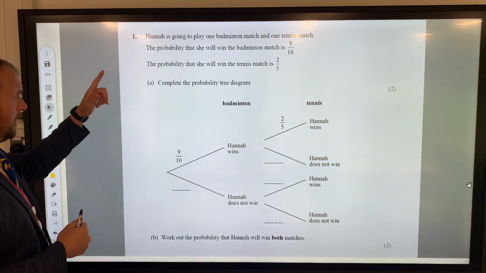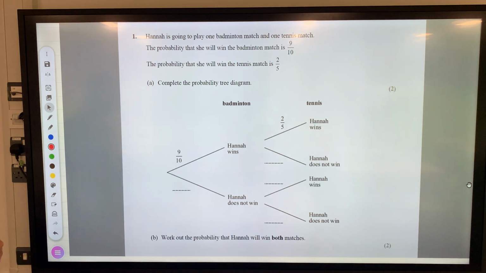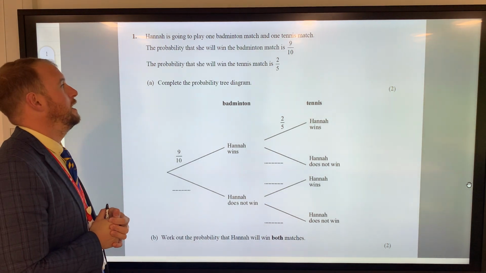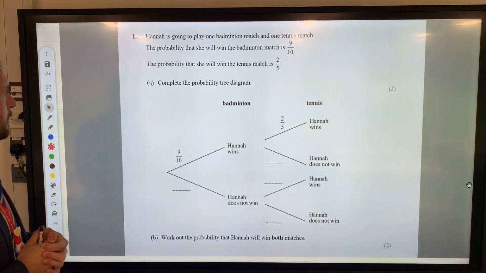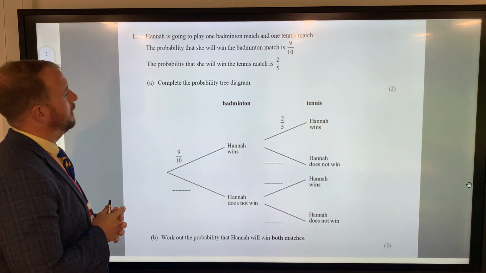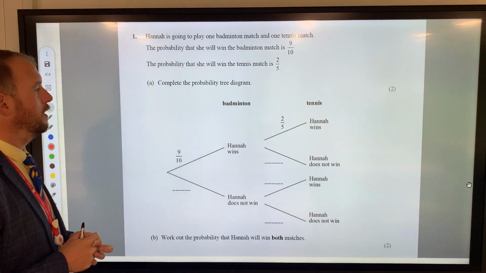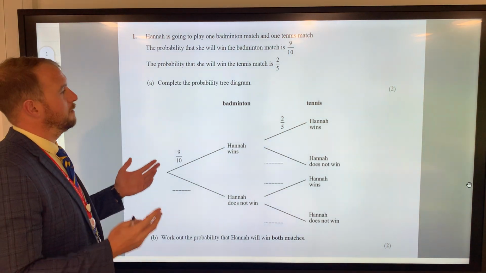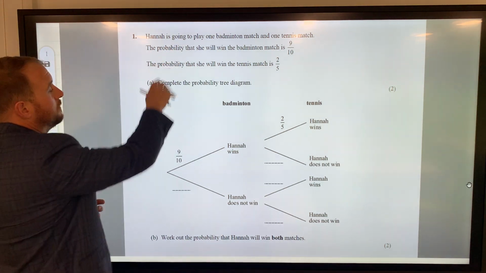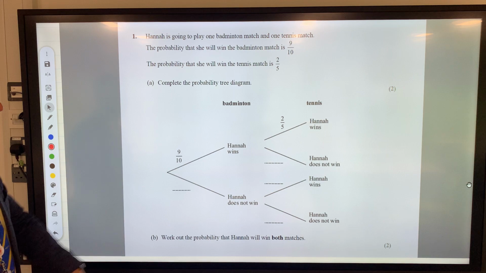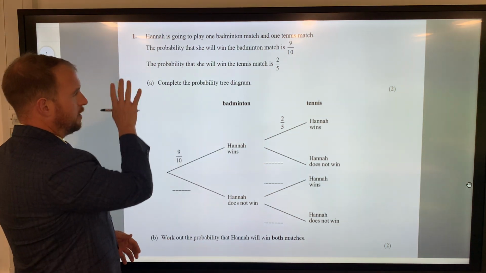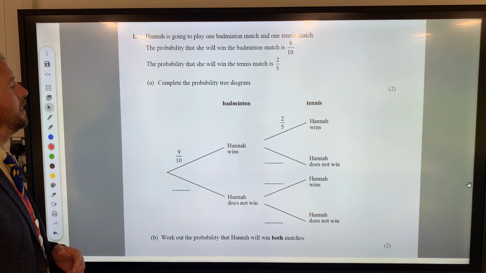So, Hannah's going to play one badminton match and one tennis match. The probability that she will win the badminton match is 9 out of 10, and the probability that she will win the tennis match is 2 out of 5. Complete the probability tree diagram. It might seem very basic, but the first thing to do is read the question. I see all the time people just go straight away and try to fill this in. Make sure you read the question and really understand what the words are saying.